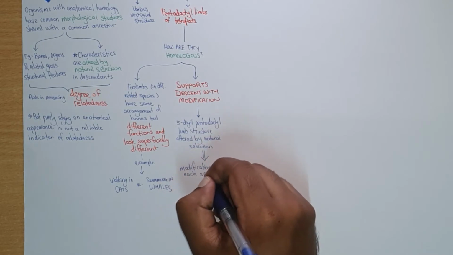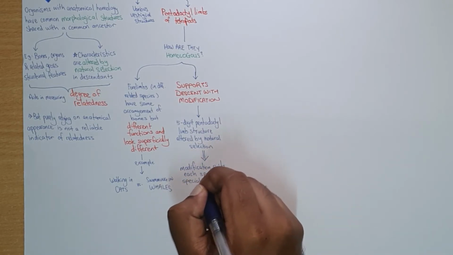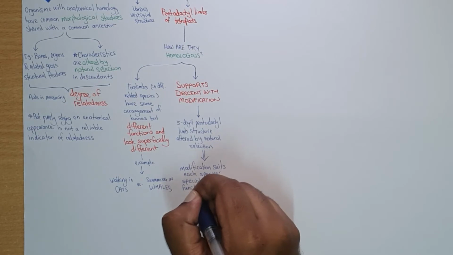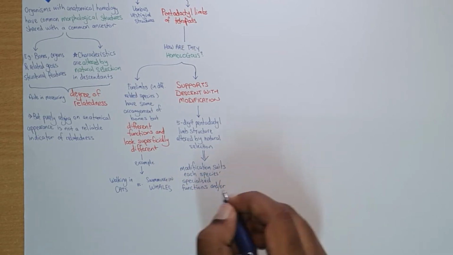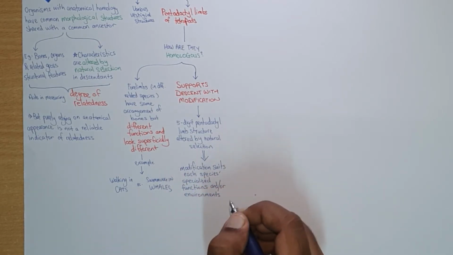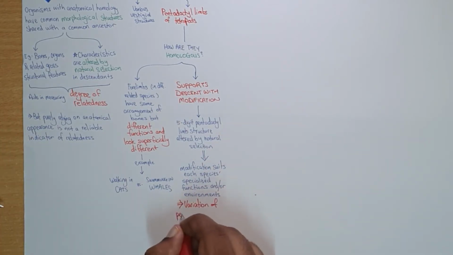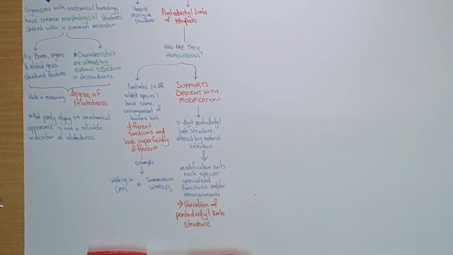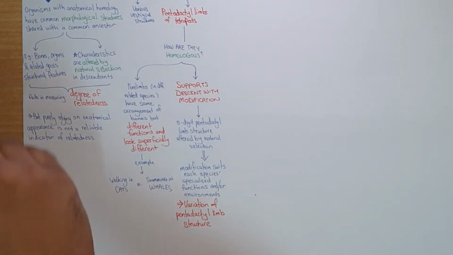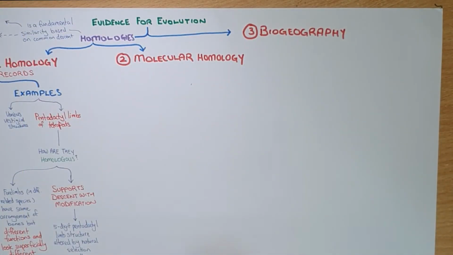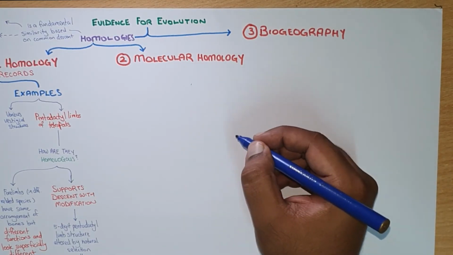So what is that alteration? It is really that modification that ends up suiting each species and their specialized functions or environments. And this really shows us that there is evolution and there is natural selection, because there is a variation of the pentadactyl limb structure that is a product of the whole process of natural selection. With that, I'm actually done talking about anatomical homology. And if you're ready, let's move on to molecular homology.